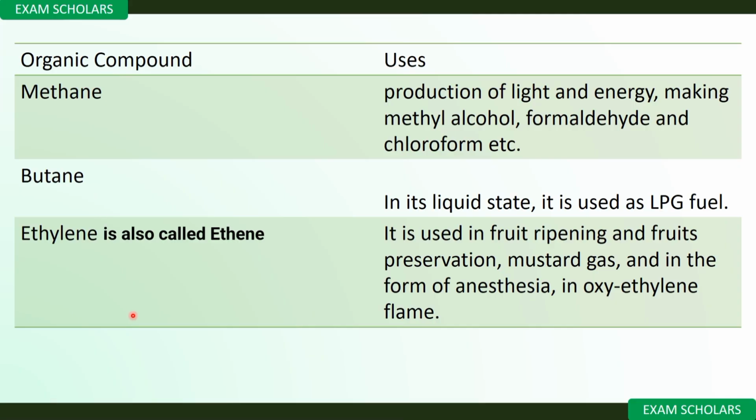Now we have ethylene. For ethylene, let's go back to biology. Ethylene is a plant hormone. Ethylene is used in fruit ripening and fruit preservation. Ethylene or ethane can also be used for making anesthesia. Let me quickly explain the meaning of anesthesia. Anesthesia refers to drugs that are given to patients when they want to perform a surgical operation on them in theater.